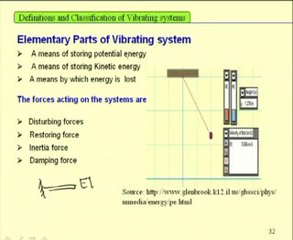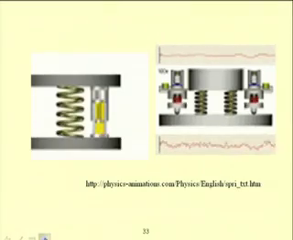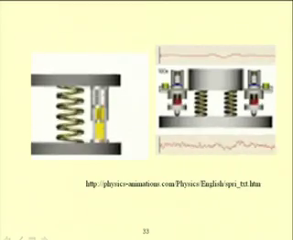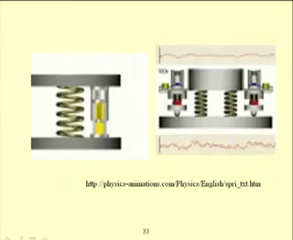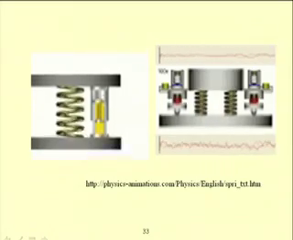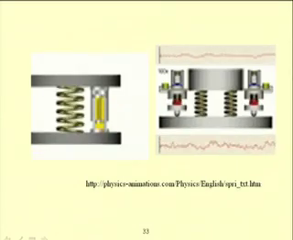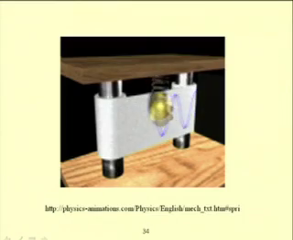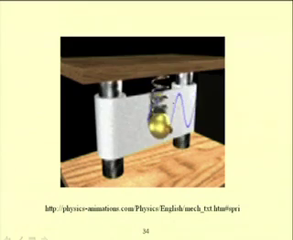So, a vibrating system will have a mass, a spring element or a stiffness element, then a damping element. This slide shows a spring and damper system. This is the mass. During this vibration, if the damping and the spring are assumed to be linear, then one can see a linear motion or a simple harmonic motion. This animation shows a simple harmonic motion associated with a spring and mass system.